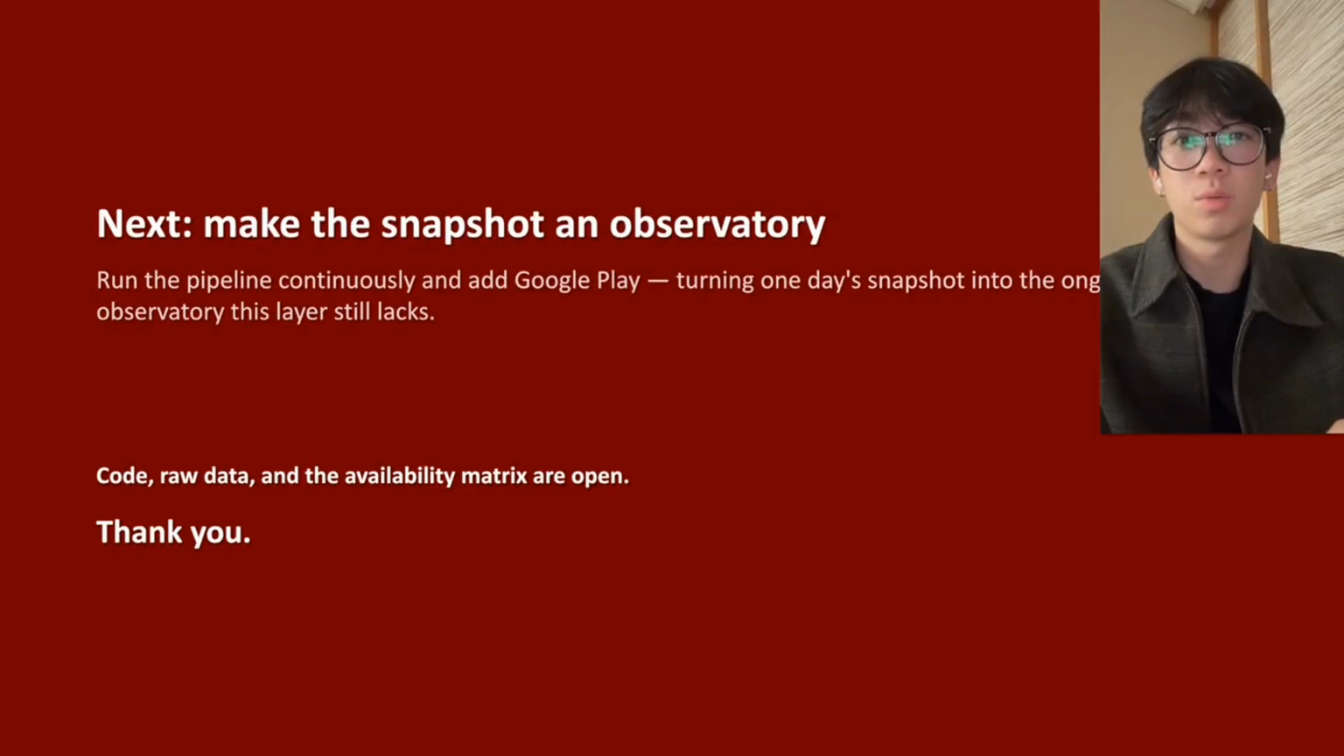The natural next step is to run this continuously and add Google Play, which turns our one-day snapshot into a large ongoing observatory platform that a lot of providers can't build, or that hasn't been done before. Additionally, all of our code, our raw data, and the availability metrics are open source, so anybody can take our stuff and pick up where we left off.